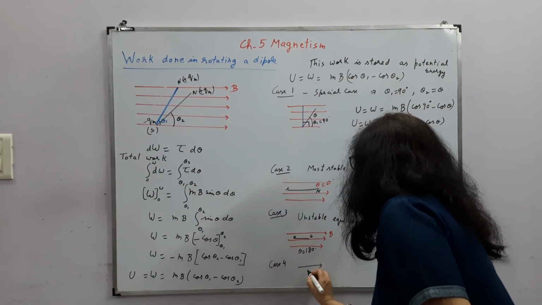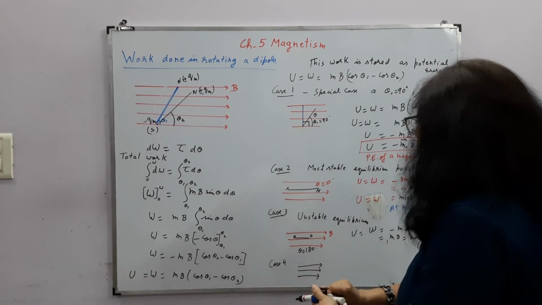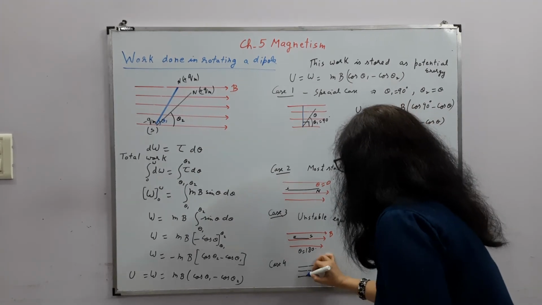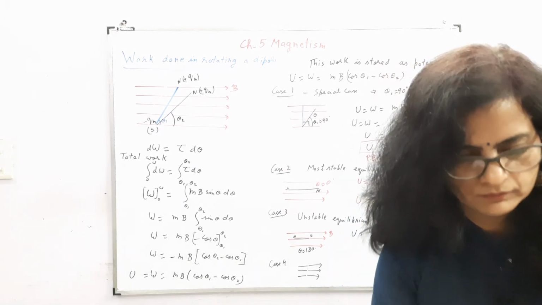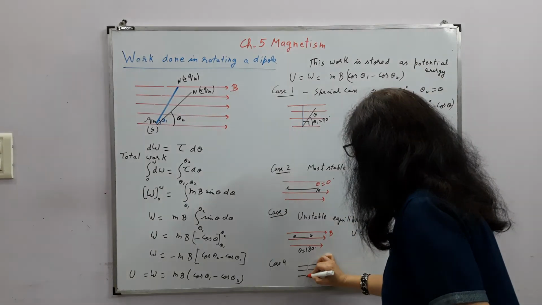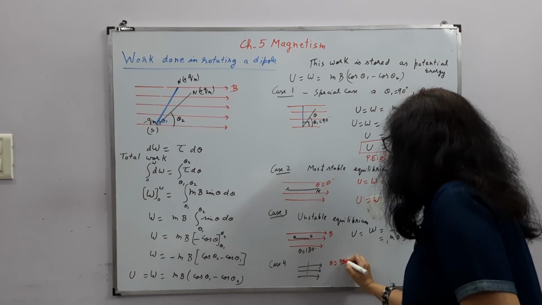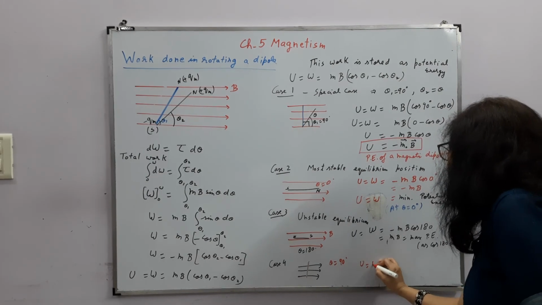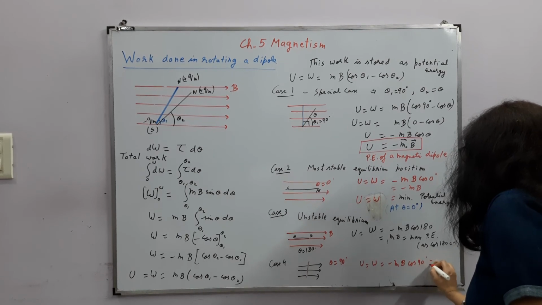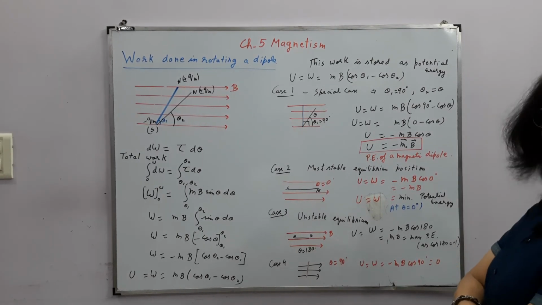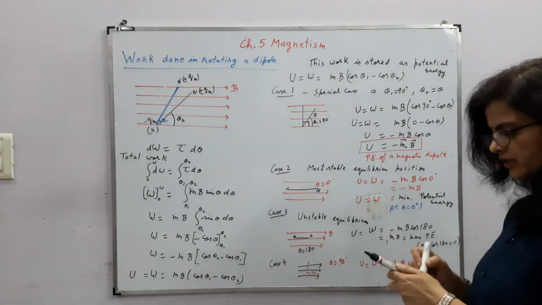We can take another case. When your magnetic field is like this and your dipole is placed like this, theta is 90 degrees. So I can say that U or W is equal to minus mB cos of 90 degrees, that is 0. So the zero potential energy position is when theta is 90 degrees.